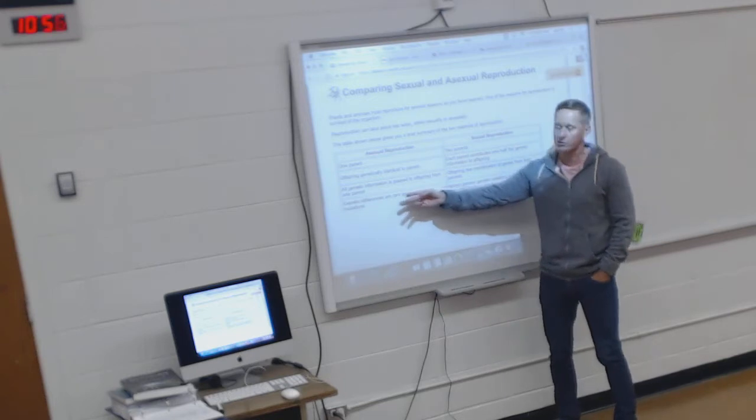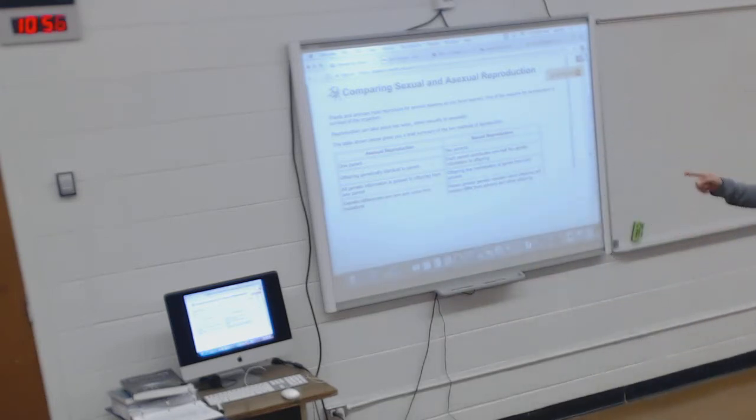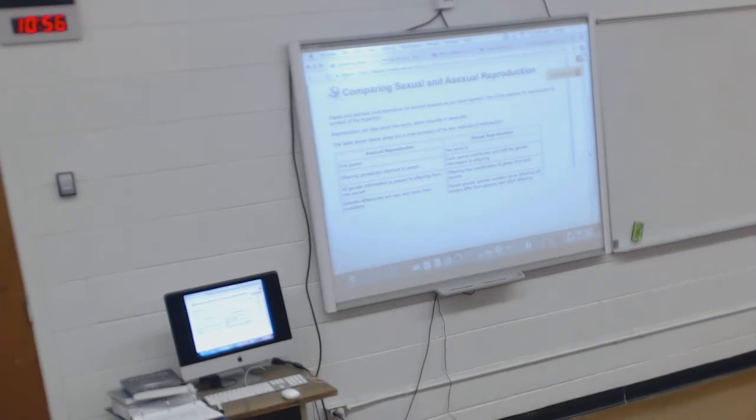So this is an interesting one right here. That genetic differences in asexual are rare. And the only way that that happens would come from a mutation. And that's something we haven't talked about yet. Everything else we've talked about so far.